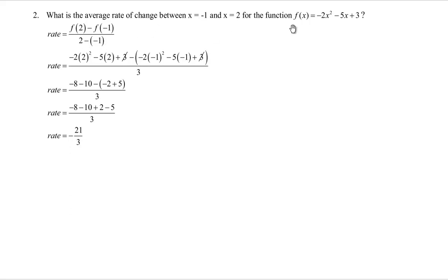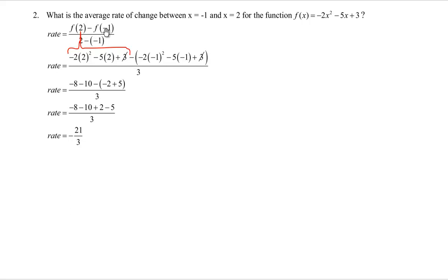So f of 2, we're going to substitute 2 in the function, so we would go negative 2 times 2 squared. That's what this is. And then minus 5, we're going to put 2 in here for the f of 2, which should be minus 5 times 2, plus the 3. So this much right here is the f of 2, right to there. And then, so that minus is that minus right there.